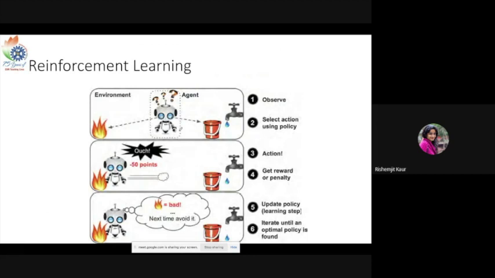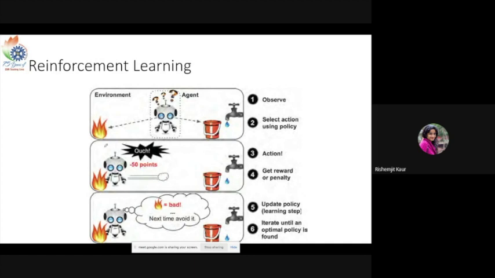Now, the third type of learning is reinforcement learning, where we first observe. Let's say you have a certain agent and there is a certain environment. Now we again do not have labeled data, but we know that by taking a certain action, we will either get a reward or we will get punished for it.